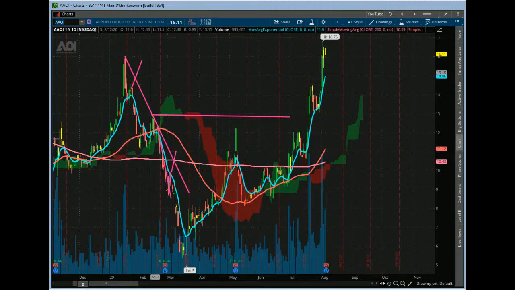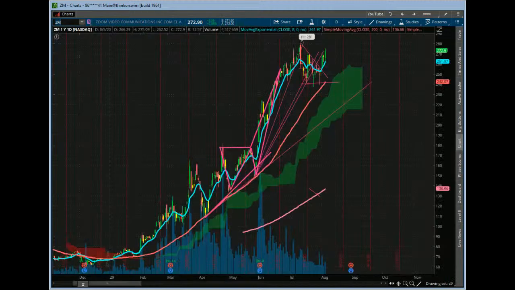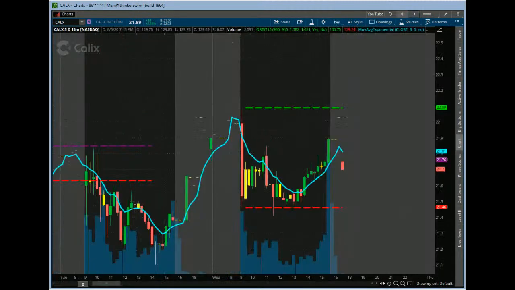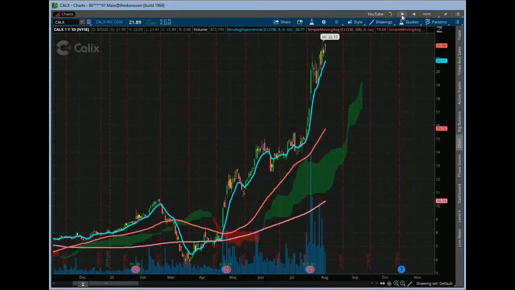Zoom, of course, drama stock, inside day up today, real nice. I think CALX hit the news today at some point. I can't remember if it was after hours, so it's kind of all over the place. Really choppy day today on this one, so just be careful with that. But it tried to do an inside day up and came back in the range. Intel, let's take a look.